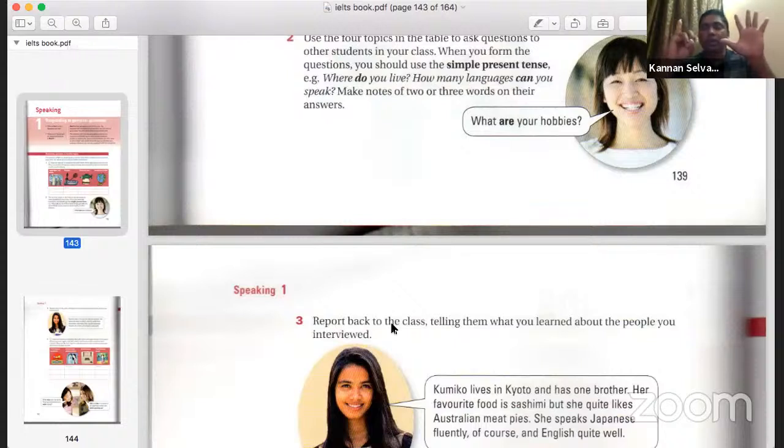5 W's, 1 H. I'm not telling you to make use of all these 5 W's and 1 H in each and every question. Depending on the question, we are supposed to make use of them. For example, what are your hobbies? Let's start with this. What kind of WH question can I make use of? The question itself has a WH by default, isn't it?